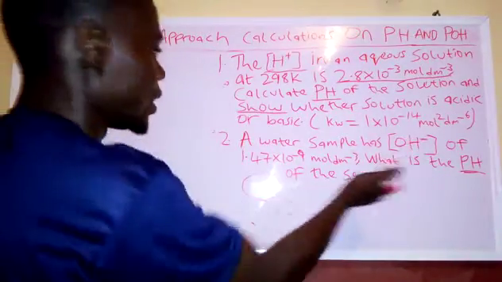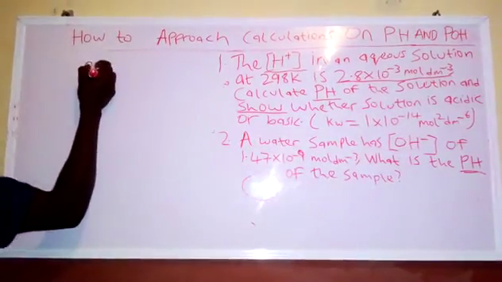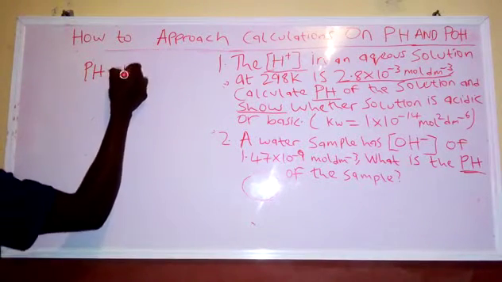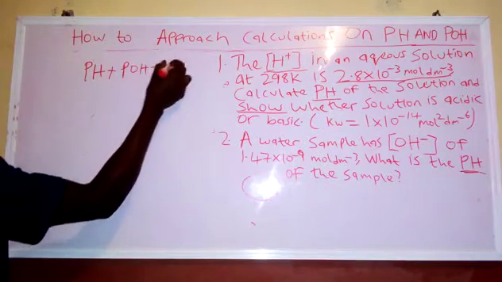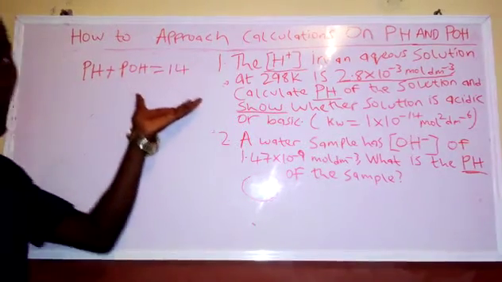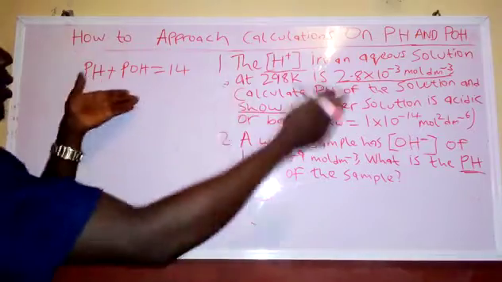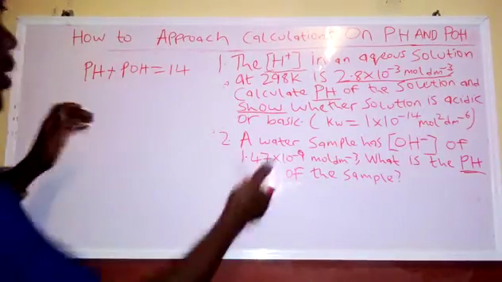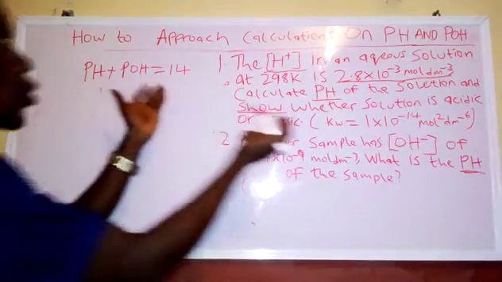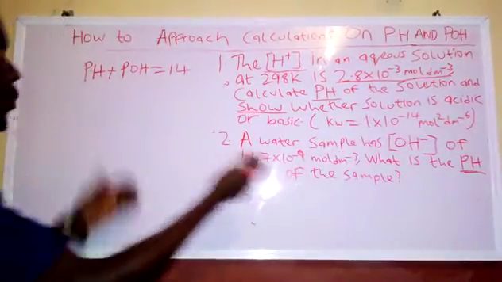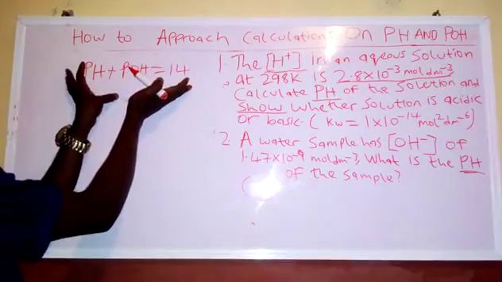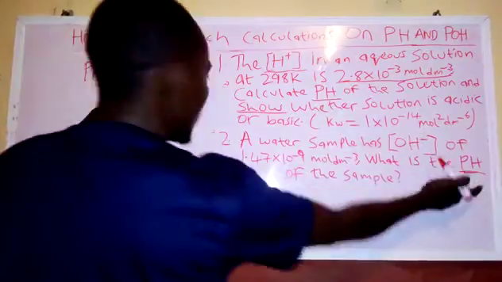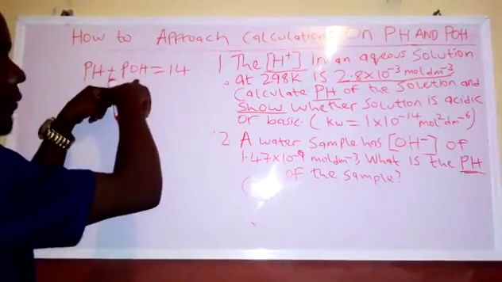Now when you are looking for pH, don't forget there is a formula that says pH plus pOH equals 14. I think I released that in the previous video. I put it in the description of the video. Now look at it, pH plus pOH equals 14. This is the first formula that should come to your mind, which means you need to know your pH and your pOH. Don't forget you are looking for pH, so you need to know your pOH to be able to get the final answer.